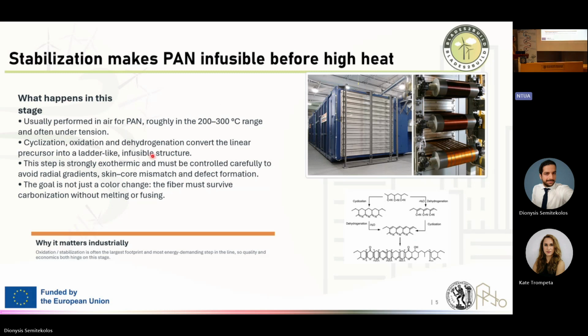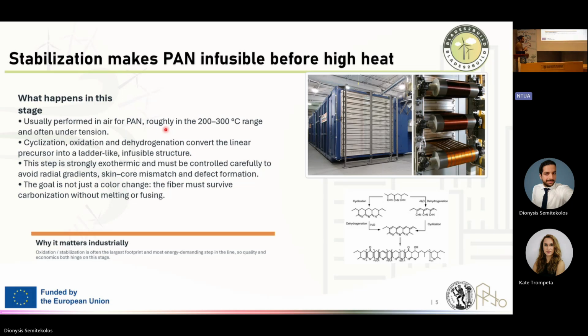And there the cyclization that we saw takes place, from a linear polymer to a cyclic structure. We start to remove some of the extra atoms that exist there, like the hydrogen. More atoms will be removed later on during the graphitization. So for now, our goal is to make it cyclic and make it infusible.